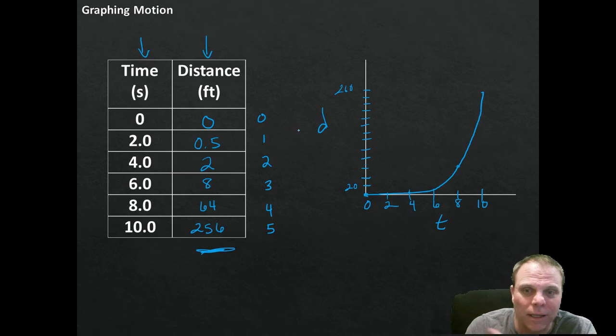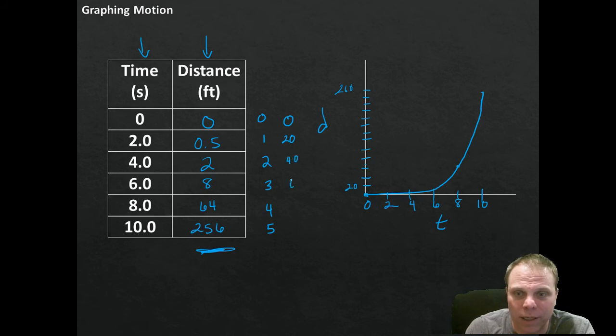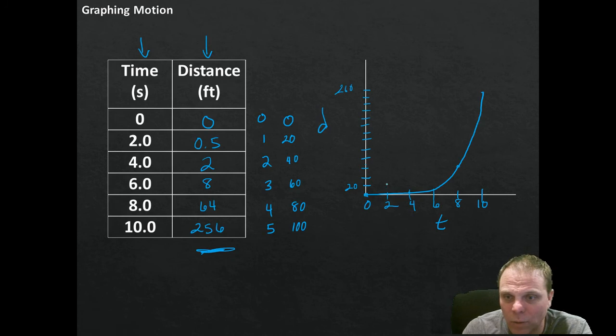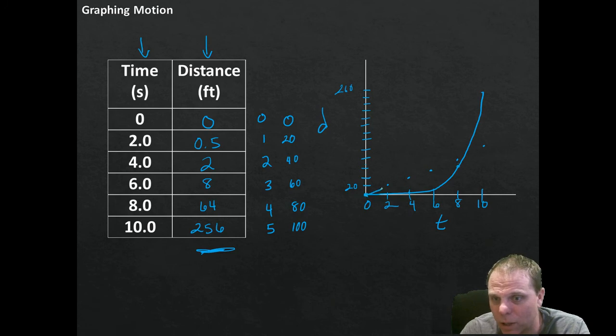So if I started at zero and went 20, 40, 60, 80, 100, then this should be basically a straight line. I don't know where my 80 is, something like that. Then 100. Pretend like I'm drawing a straight line here.